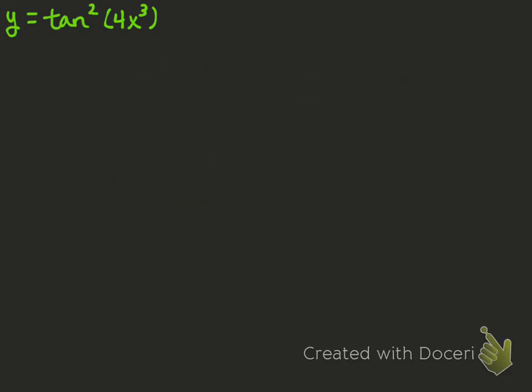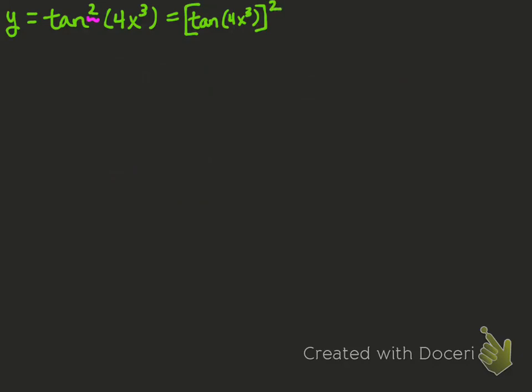Now if you look at this function, hopefully you can see that we've got three functions together in this composite function. The most outside function, which is of course the derivative we're going to do first, would be the squared. And if it's hard for you to see that, sometimes it's helpful to rewrite this as tangent of 4x cubed, and then we can put brackets around that and put the squared on the outside.